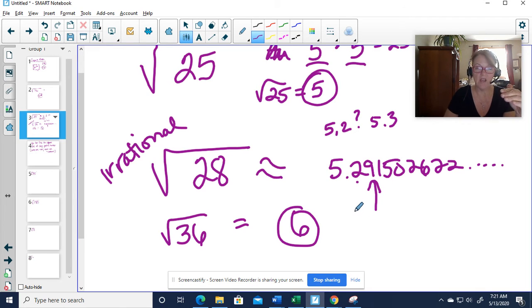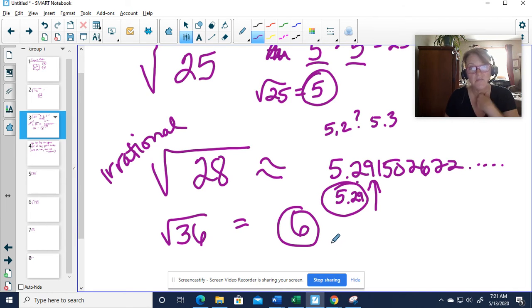So are we going to leave it at 5.29, or are we going to go up to 5.30? You look next door, it's a 1. So we're going to round this to approximately 5 and 29 hundredths. Now that's not exact, but it's close. All right. And that's what we're going to have to do when we're taking square roots.